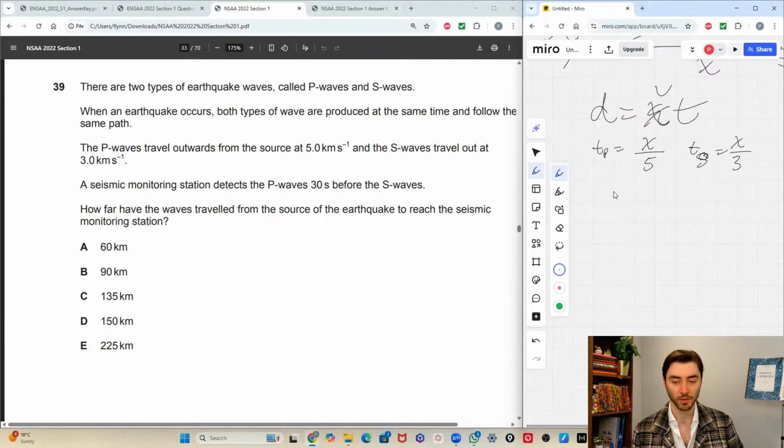The p wave is going to get there first, so this time is going to be longer. So the difference in the time is 30. Make those over 15. So multiply this by 5. Multiply this by 3. 2x over 15 equals 30. Cancels the 2, cancels that to make that 15. And it becomes x is equal to 225, which is E. I'm going to lock that in.